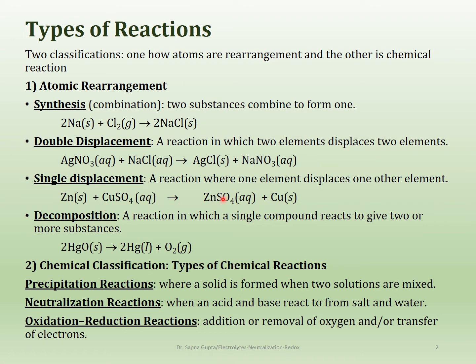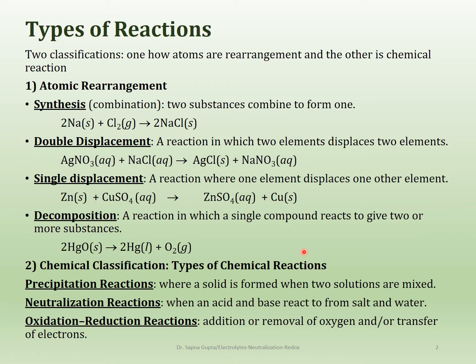you would still have the same number of chemicals on either side. And then decomposition, in which you start with one compound and you end up with two products in the end. That's decomposition. It's the opposite of synthesis. This is what you did in the previous chapter.